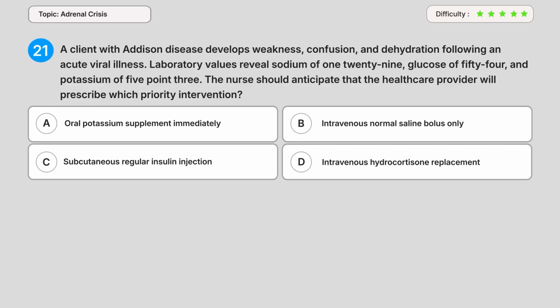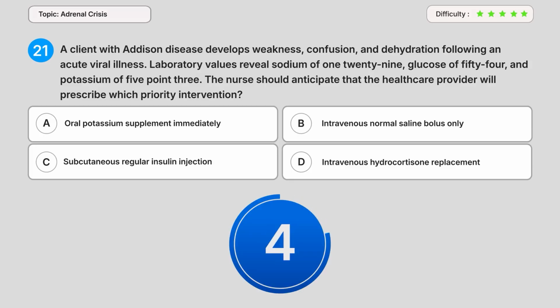A. Oral potassium supplement immediately. B. Intravenous normal saline bolus only. C. Subcutaneous regular insulin injection. D. Intravenous hydrocortisone replacement. What do you think is the answer?